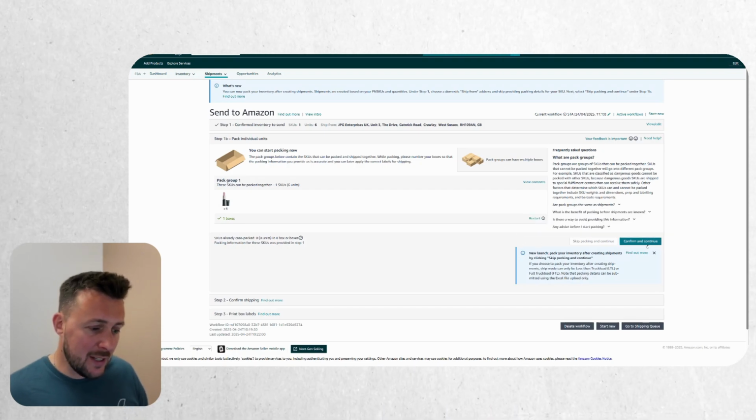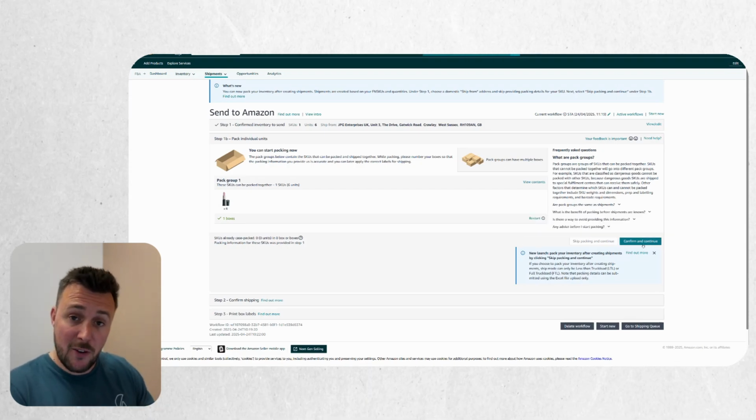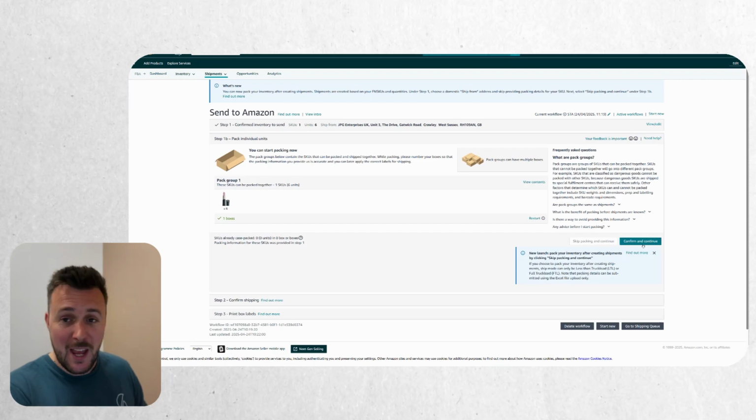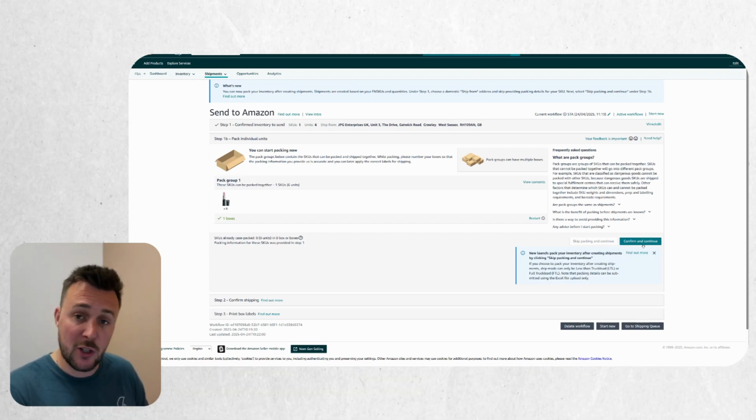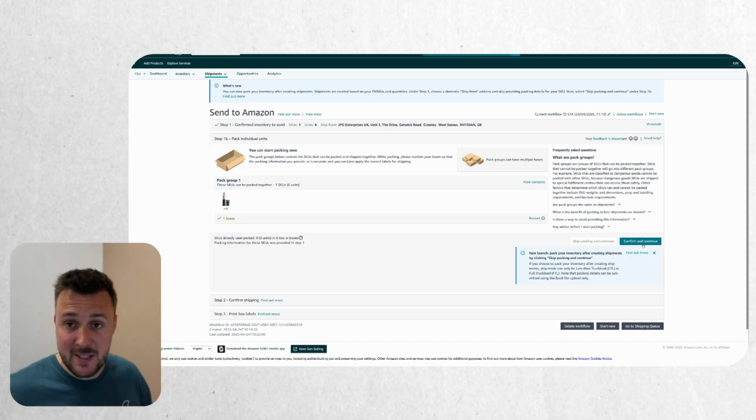Click confirm and continue. I'm not going to proceed further down this step because they'll charge me for this imaginary shipment that I'm putting together. But essentially what they'll do is tell you how much it's going to cost you to have them pick it up and take it to Amazon's fulfillment center. They'll give you a couple of labels to stick on the box, and then everything beyond that point is handled by Amazon.